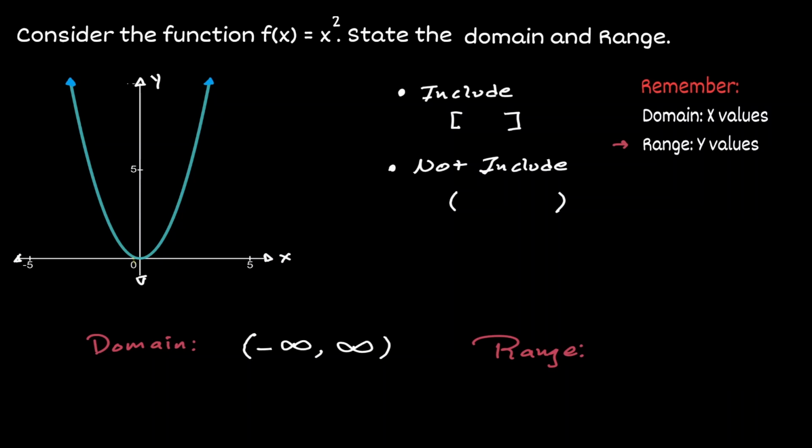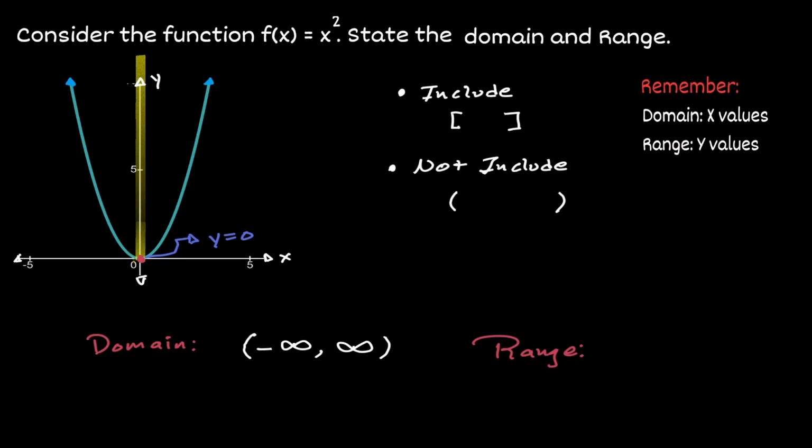And let's remember that for range, we'll be looking at all the possible y values. Well, let's start by looking at the y-axis. But notice that we don't have to take a look at the whole y-axis as we did when we were looking at the domain. Because notice that the lowest y value in this graph is occurring at y equal 0. So it is sufficient to just take a look at the y values that are higher than 0. So now we know the lowest bound when it comes to y value. It is equivalent to 0.